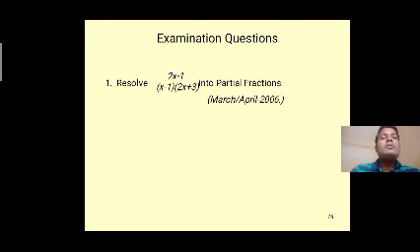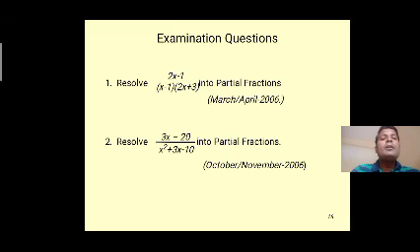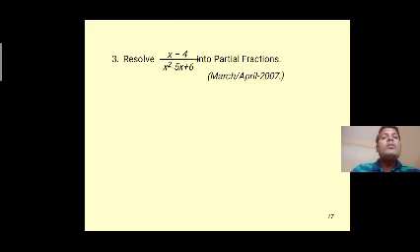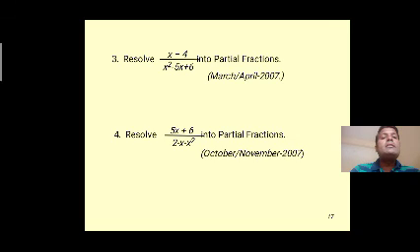Here examination questions are there. Resolve 2x minus 1 by x minus 1 into 2x plus 3 into partial fractions, and also the same, 3x minus 20 by x square plus 3x minus 10 into partial fractions. Resolve x minus 4 by x square minus 5x plus 6 into partial fractions. In the denominator, we have to split into the factors, then after that write the partial fractions. Number 4, 5x plus 6 by 2 minus x square into partial fractions.